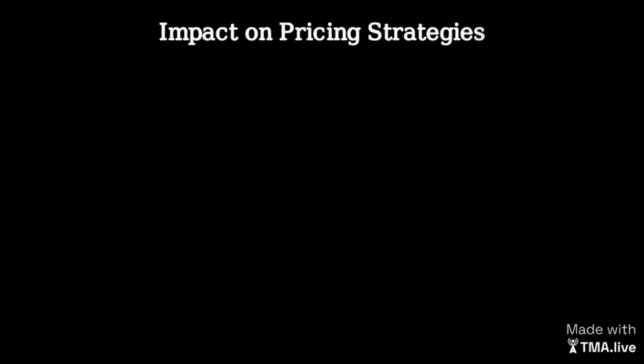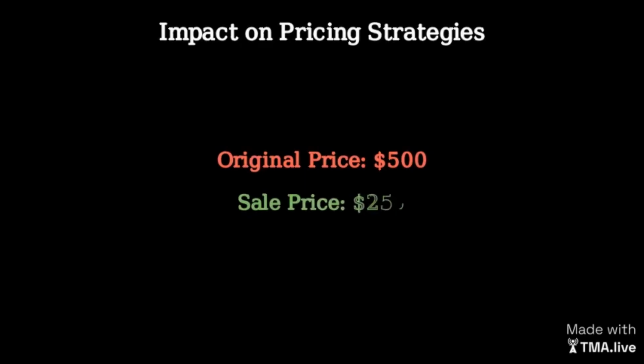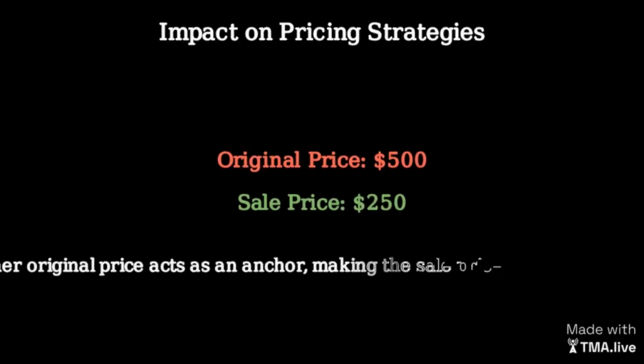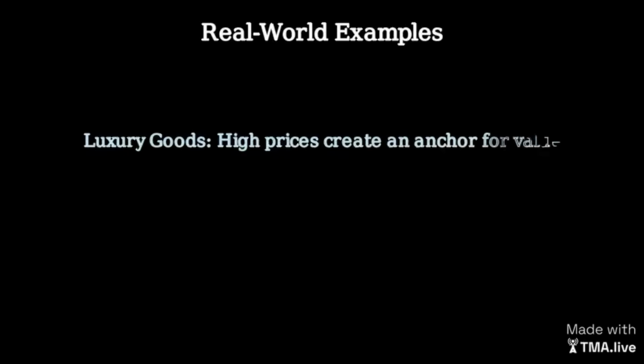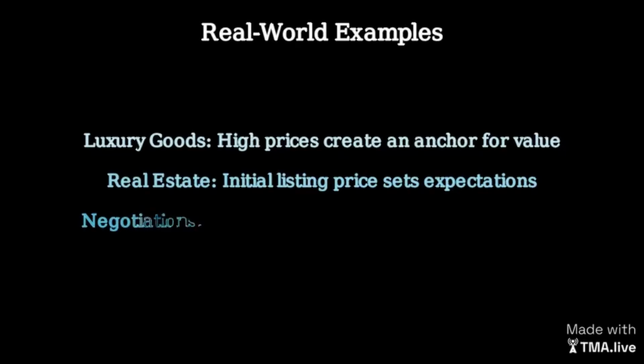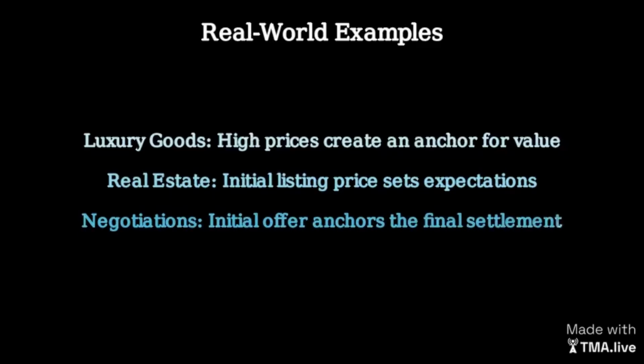In pricing, the anchoring bias is a powerful tool. Retailers often use a higher original price as an anchor, making a discounted sale price seem like a better deal. Even though the sale price might still be relatively high, the anchor makes it seem more appealing. Anchoring bias is pervasive. In luxury goods, high prices create an anchor, influencing perceptions of value. In real estate, the initial listing price sets expectations for buyers. Even in negotiations, the first offer acts as an anchor, shaping the final agreement.